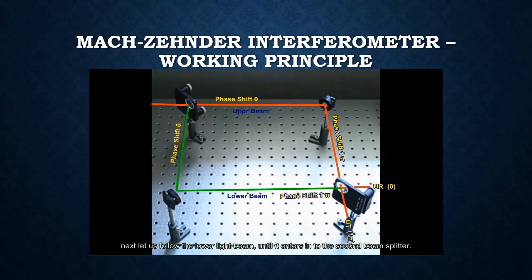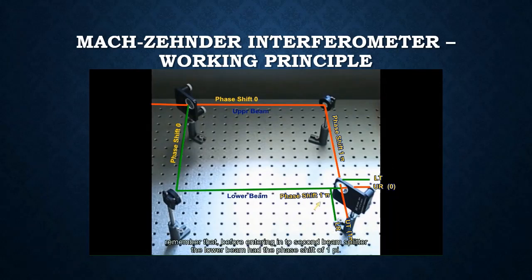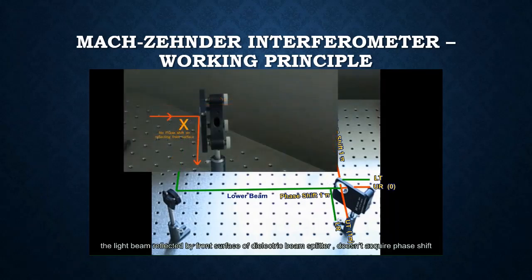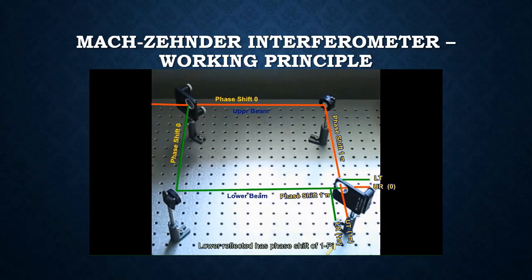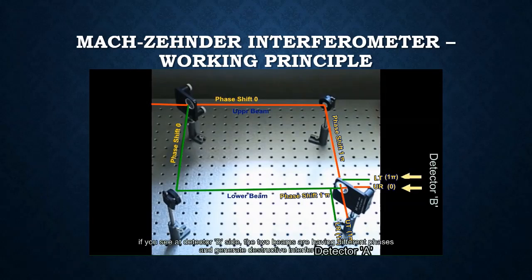When you have the lower beam into action, 50% is reflected and 50% is transmitted. So what happens to the phase shift? We have 1 pi. The dielectric beam splitter does not require a phase shift, so we have 1 pi in the lower reflectance and then 1 pi on the lower transmission. So this is the situation at the end.